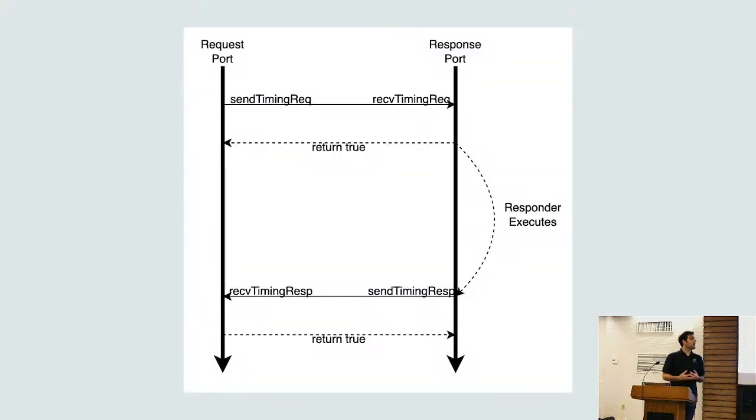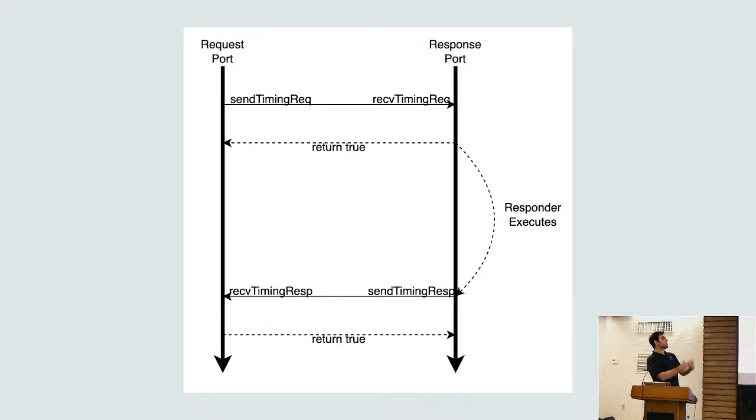Okay, so now let's look at 3 possible scenarios that might happen when these 2 types of ports are interacting with each other. The most simple and easy scenario is that the request port calls send timing request, which in turn will call receive timing request on its peer. Because the request port has a pointer to the response port it is connected to, when you call send timing request, it can simply call receive timing request on that port.